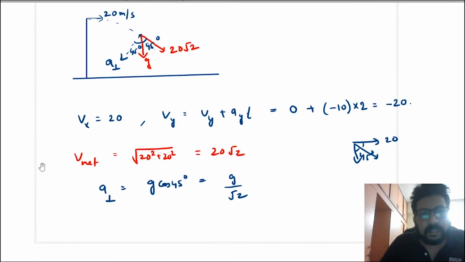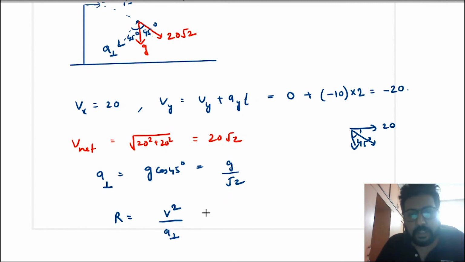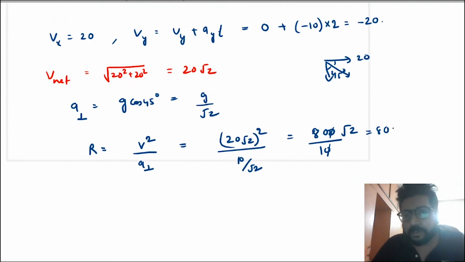Now you know that the formula for radius of curvature is given by v square upon g or a perpendicular. Radius is v square upon a perpendicular. So this will be equal to 20 root 2 whole square divided by 10 by root 2. That will be equal to 20 square, 400 into 2, 800, divided by 10 root 2. So the radius of curvature at this point is 80 root 2.